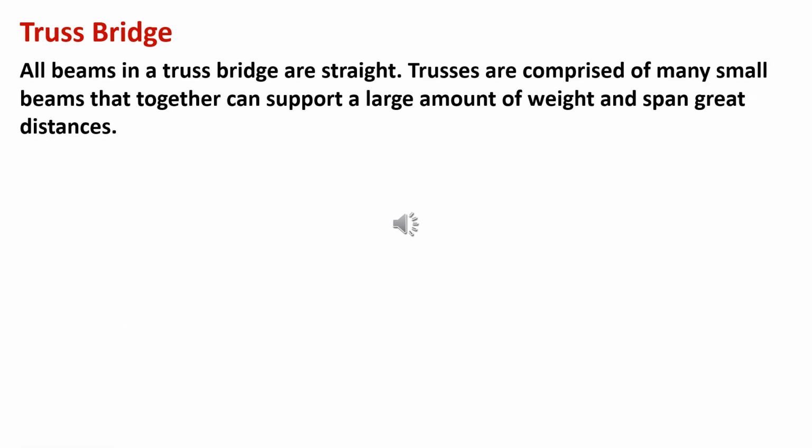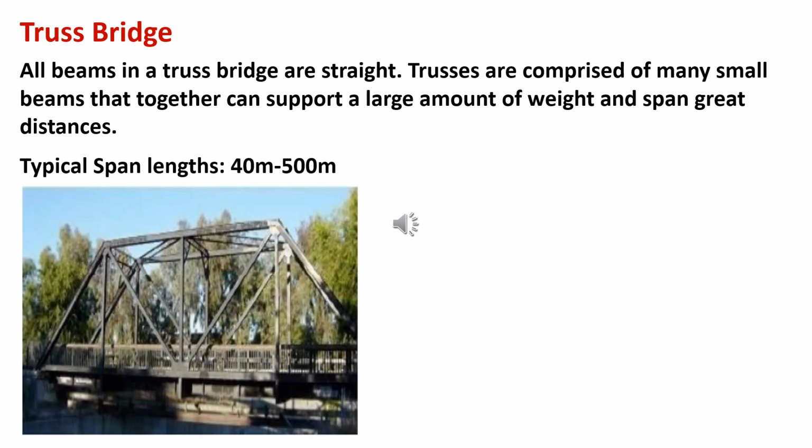Let us now proceed to the truss bridge. All beams in a truss bridge are straight. Trusses are comprised of many small beams that together can support a large amount of weight and span great distance. And typically, span length is ranging from 40 meters up to 500 meters.